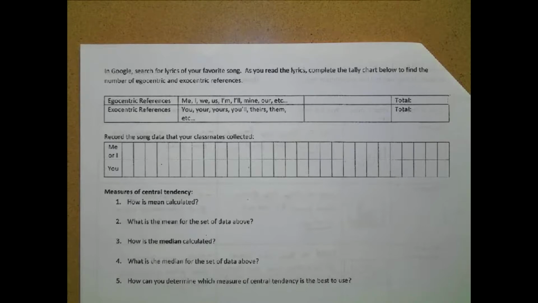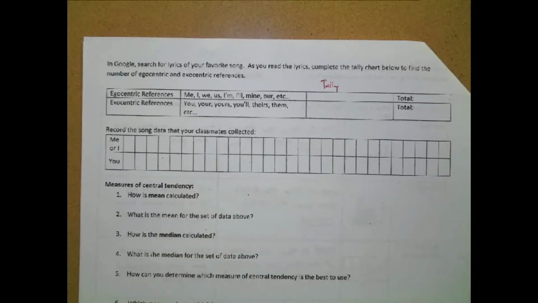What I want you to do is to search the lyrics in Google. And you're going to count the number of me's, I's, we's, us's, I'm, I'll, mine, our, etc. So these are like egocentric references. Egocentric means referring to themselves, the singer referring to himself. Count them up in your song, and then you'll do the total. This is for you to tally.